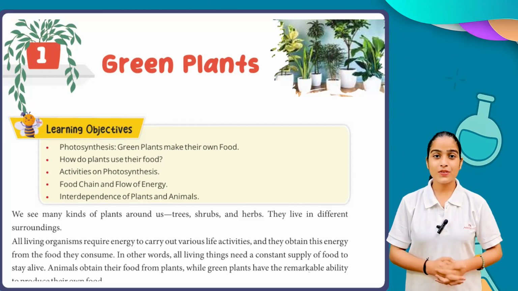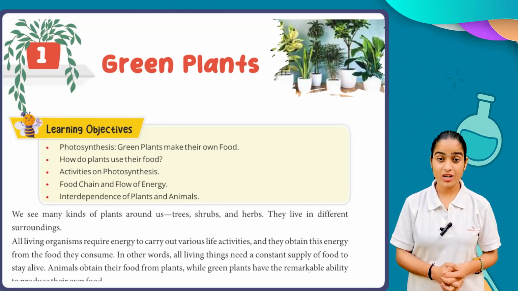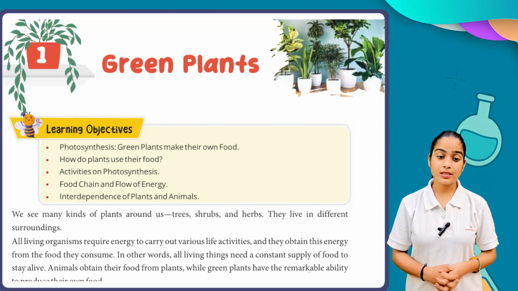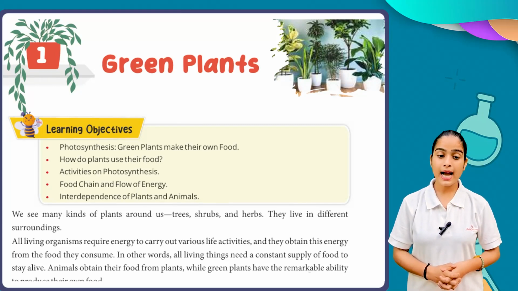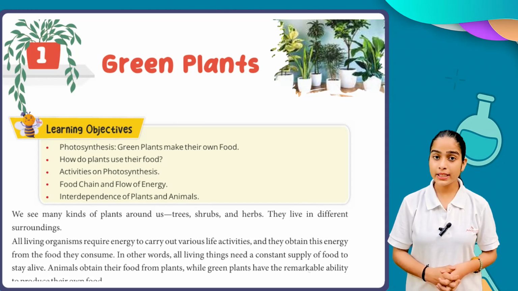So students, today we have chapter number 1, green plants. But before starting this chapter, have a look at your learning objectives. First, photosynthesis. Green plants make their own food. Next, how do plants use their food? Third, activities on photosynthesis. Fourth, food chain and flow of energy. And fifth, interdependence of plants and animals.